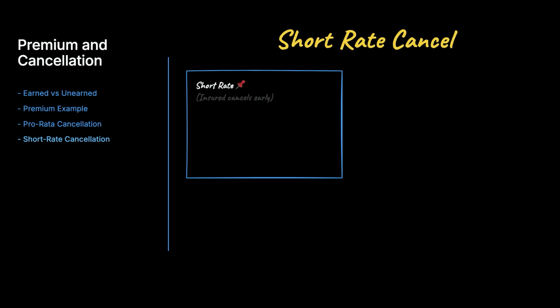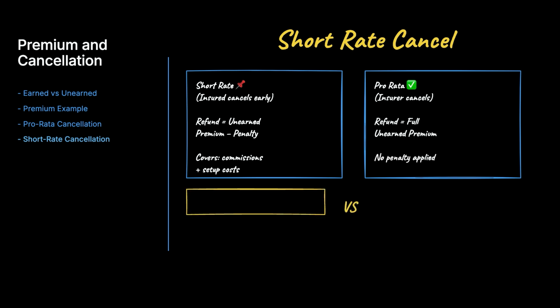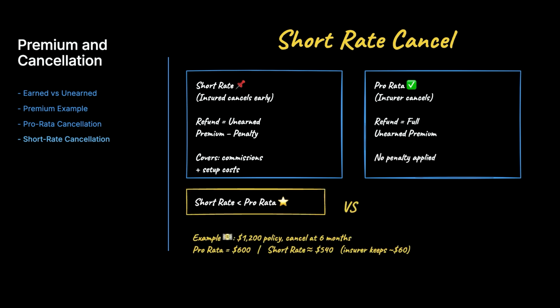Short rate cancellation applies when the insured cancels before the expiration date. Now the insurer returns less than the full unearned premium, keeping a small penalty on top of what it earned. This covers fixed costs like commissions and setup that the company cannot recover on a short policy. Remember simply, short rate always returns less than pro rata.